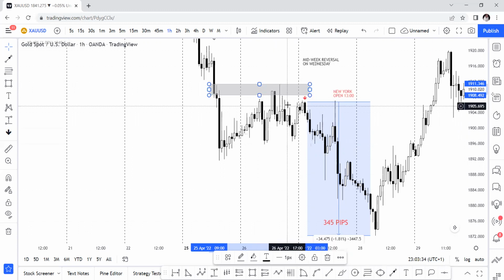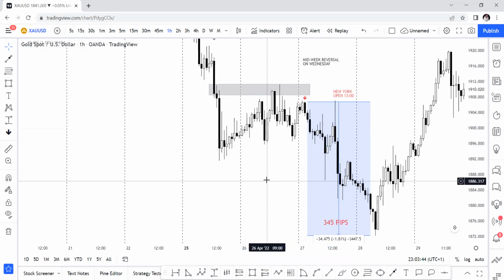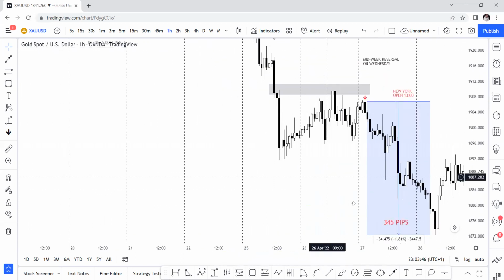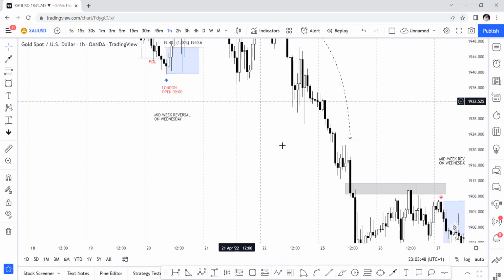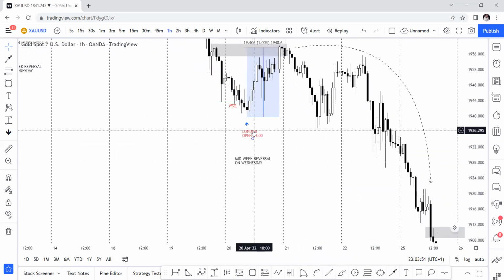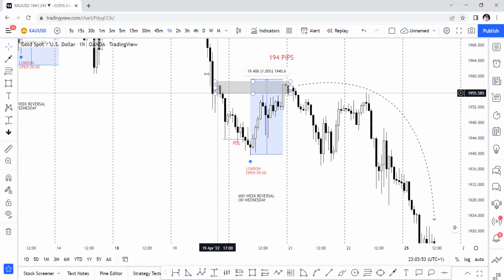You expect a reversal because this is a demand zone. This is a demand zone. So you expect a reversal, right? You expect a reversal, which happened here at New York. So almost it ended up with 345 pips. Then this is on the 20th of April, which we have, before then we have this structure on ground.